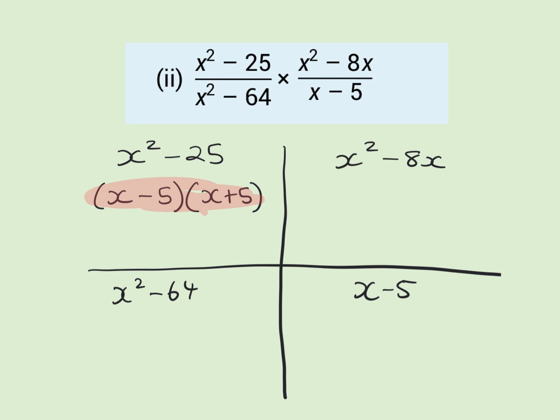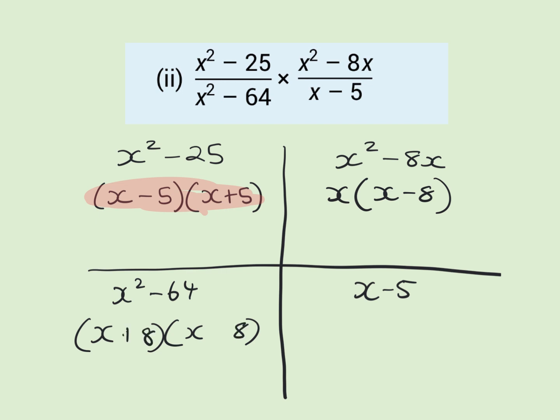In the next one, we are going to factor out that x. And all I'm going to be left with is x minus 8. That's all I can do with that. In this bottom one, we can see again another difference of two squares. So I know that I'm going to have an x at the front. I'm going to have the root of 64, which is 8. And I'm just going to put a plus here and a minus here.